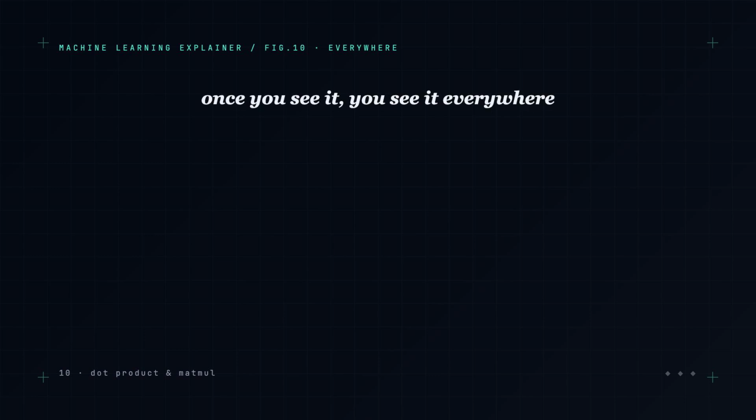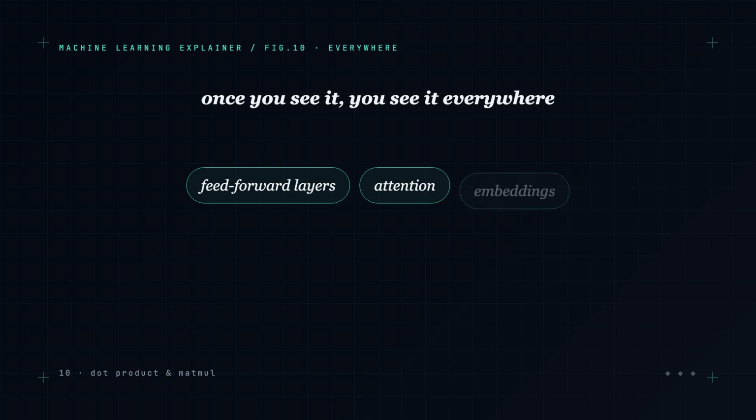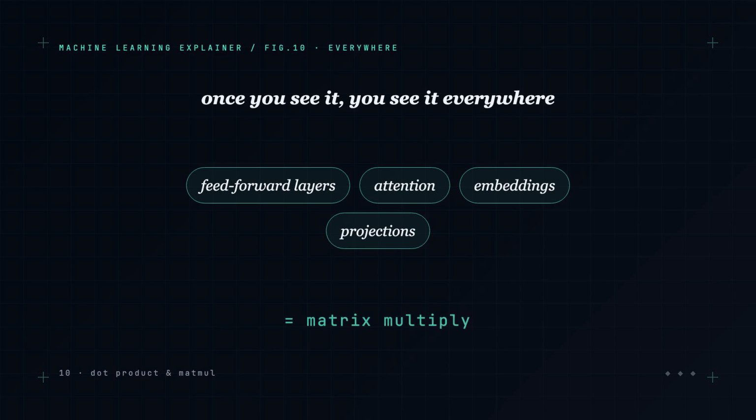Once you see it, you see it everywhere. A feed-forward layer, matrix multiply. Attention, the engine of transformers. A stack of matrix multiplies, comparing embeddings, projecting, mixing, matrix multiplication. Training a giant model is, at the lowest level, just trillions of dot products being computed over and over. The whole field runs on this one operation.